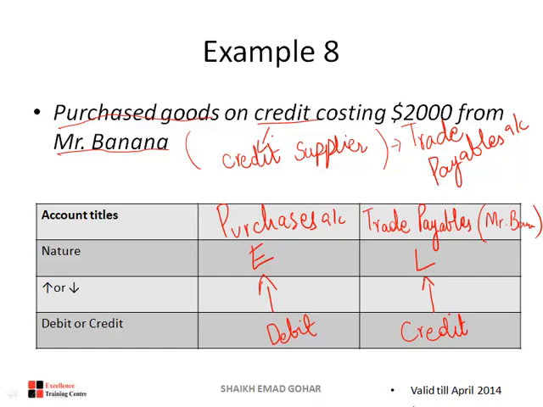Getting it? So basically these 2 steps are imaginary steps. You should run these 2 steps in your mind. What you have to write is the account title and the debit or credit. So if I am asking you what is the entry, you have to tell me purchases debit, trade payables, Mr. Banana credit. So you have to tell this in the exam. So these 2 steps are imaginary steps for your knowledge, so that you can write this final step. Okay?